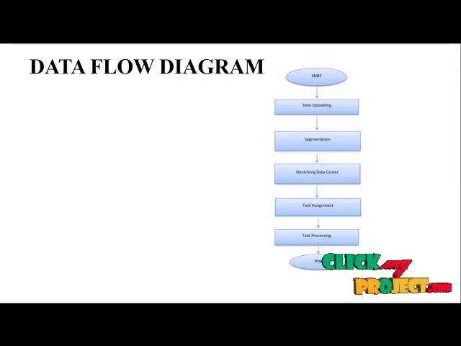First, we have to start the project. Then we have to upload the data. The data means the data sets related to our project, which can be any data sets, to be processed in Hadoop. Then we have to do the segmentation process, in which we schedule the set of data sets into a set of jobs. After the segmentation process, we have to select any job.